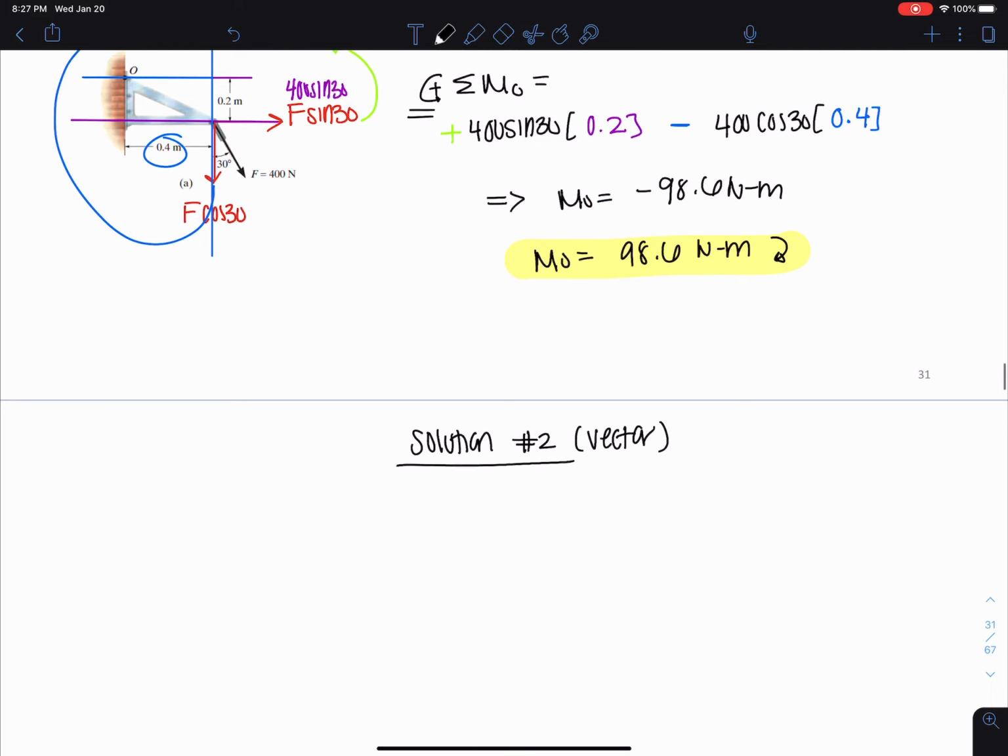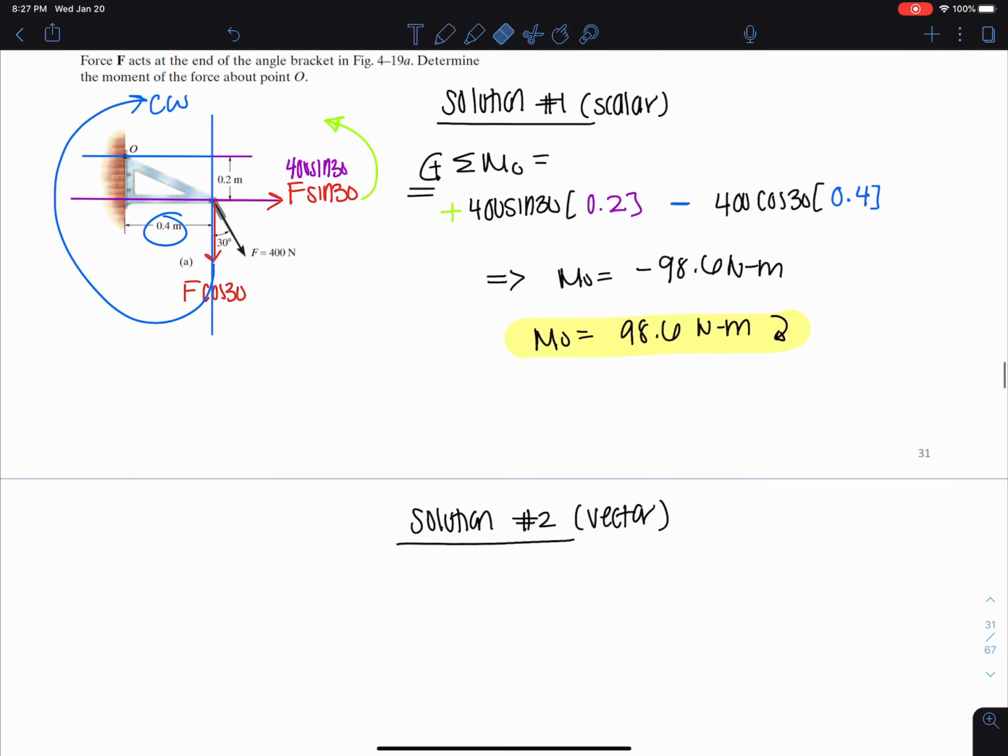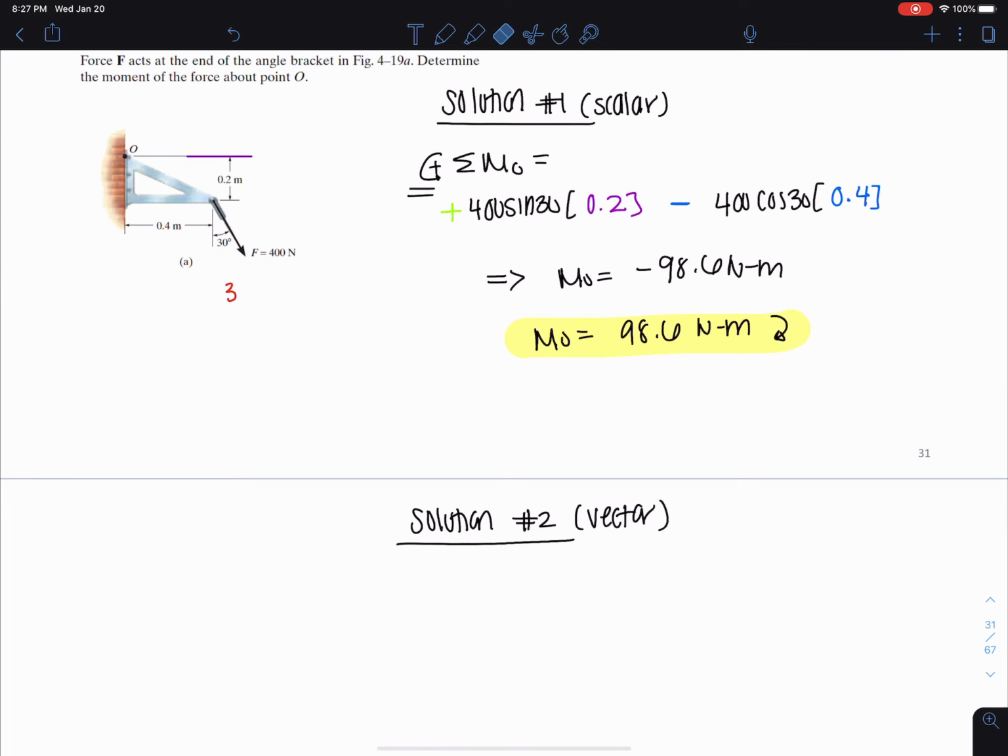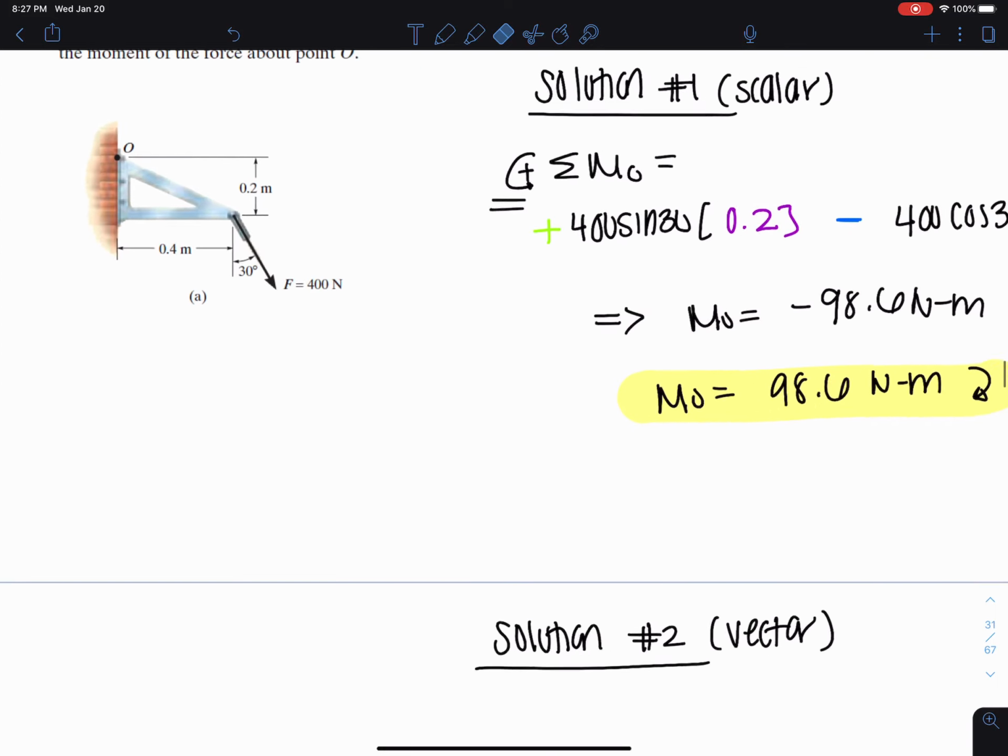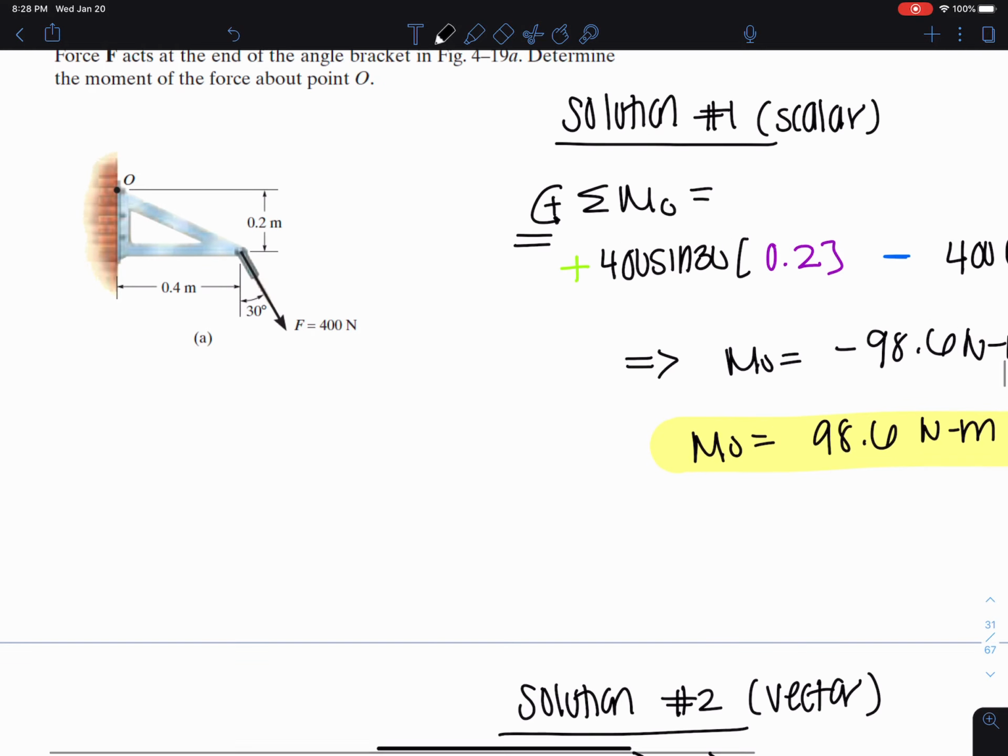Okay, and what I want to do here is, let me redraw, or actually I'll draw right on here. So for vector analysis, remember what I need to do is I eventually want to get all the terms required to say that MO is equal to R cross F. So I first need to figure out my R. R is going to be the distance from the point I want moments about to the tip of the force, right? So this here is going to be my R vector. I only have one force, so I only need one R vector, okay?